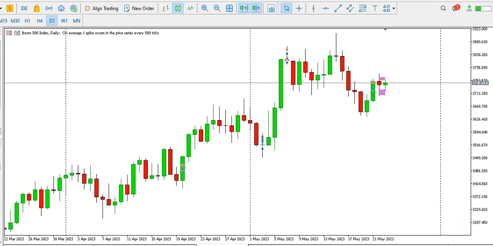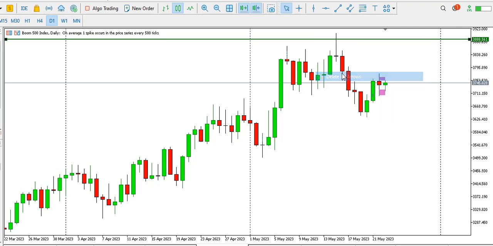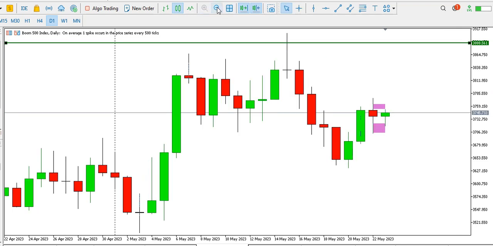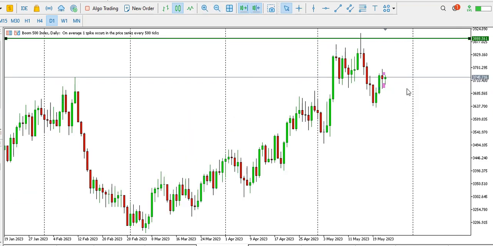Let's go to Boom 500 index. Boom 500 index on the daily time frame. We can see that price has formed a top here. We have another top here. We have a top here, and we might be seeing a top around here. Okay, but that's that on the daily time frame. The overall direction is still bullish.